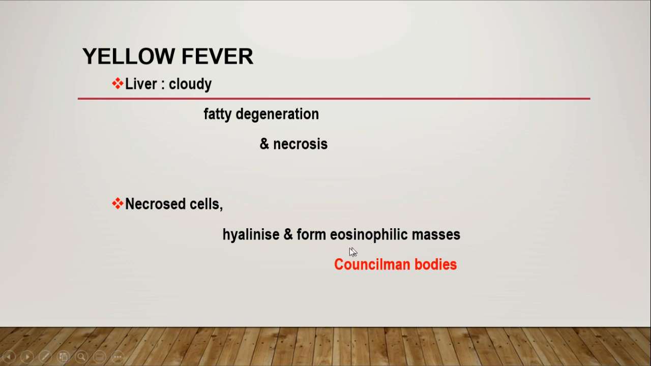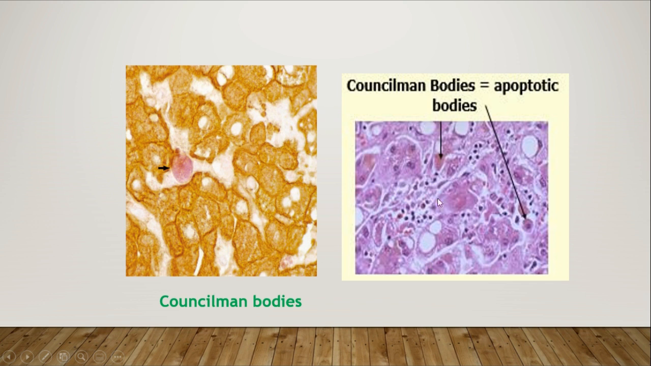Now, the most significant clinical presentation, which has some diagnostic value, is the formation of Councilman bodies, which are formed as a necrosed mass of cells within the liver, which is hyalinized, rich in hyalin and eosinophilic. So, these hyalinized and eosinophilic masses produced in the liver, followed by fatty degeneration and necrosis, are known as Councilman bodies.